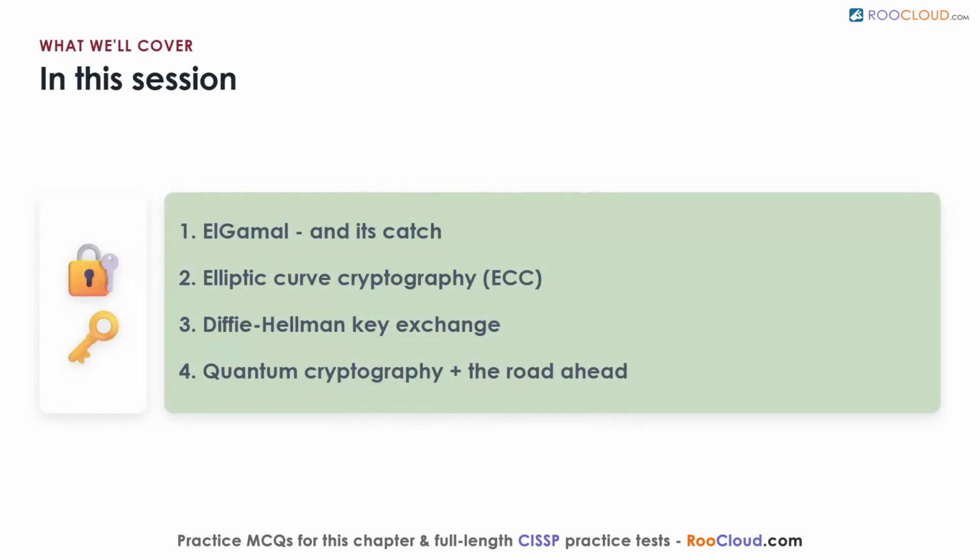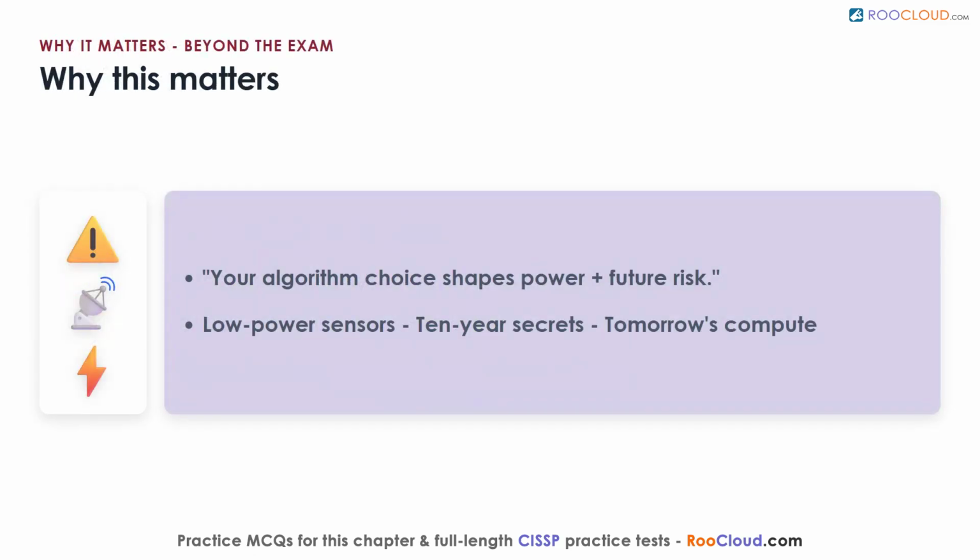In this session, we'll widen the map of public key algorithms. We'll answer several questions. What is ElGamal and what is its catch? Why does elliptic curve cryptography pack so much strength into a small key? How do two strangers agree on a secret without ever sending it? And how could quantum computing rewrite this entire field? Why does this matter beyond the exam? Because the algorithm you pick shapes performance and future risk.